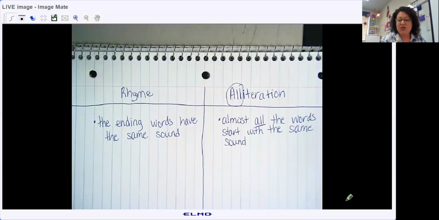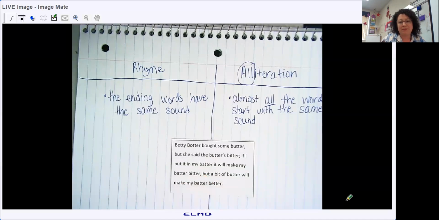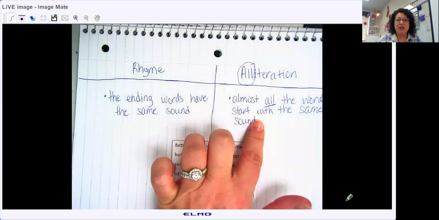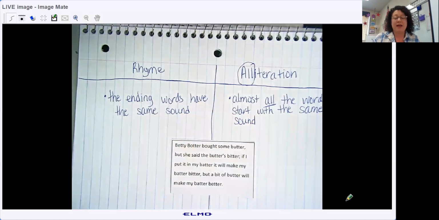Okay? So let's start off with this poem, Betty Botter. So find Betty Botter, and I'm going to read it out loud. See if you can figure out which poem it is: alliteration, rhyme, limerick, or free verse. Remember, free verse, no rules, it's free. Rhyming, they have ending words with the same sound. Alliteration, almost all the words start with the same sound. And limericks are the funny ones, and they have that A-A-B-B-A pattern.